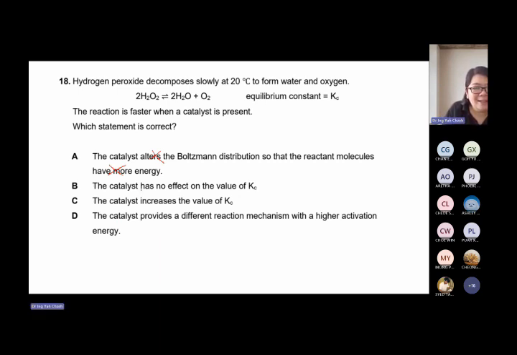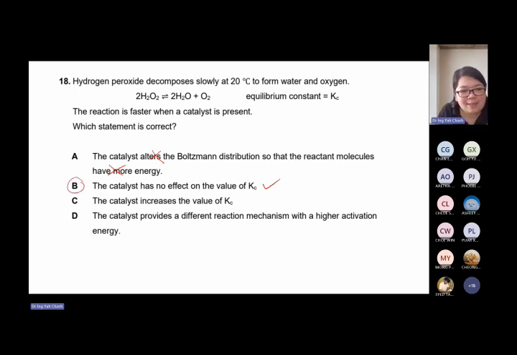B, the catalyst has no effect on the value of Kc. B is correct. Catalyst will not change the value of Kc. Remember, Kc can only be changed by temperature. Kp also can only be changed by temperature. In AS, you're only learning Kp and Kc. In A2, you have 4 to 5 more equilibrium constants to learn. They are all the same. They can only be changed by the temperature. So B is the answer.